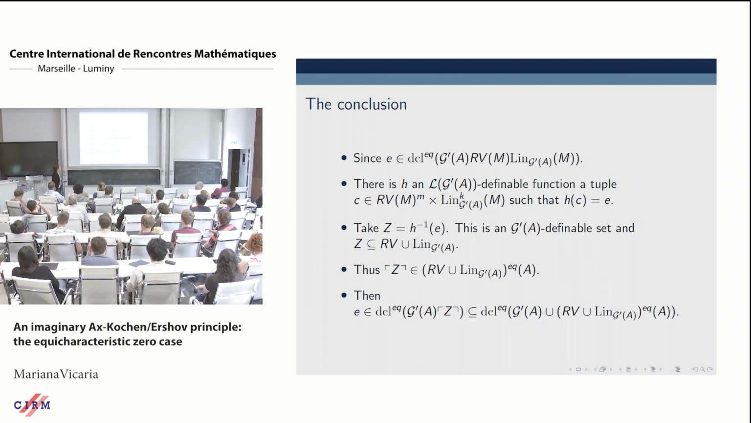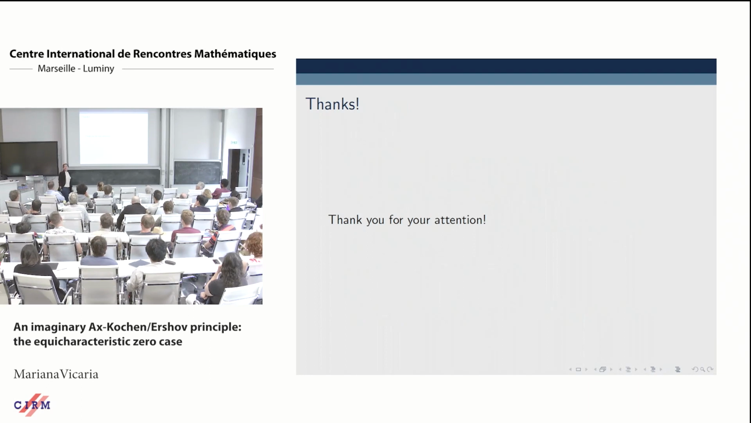And the code of C, right? Because whenever you have a point in C, you can compute this imaginary. So this is in particular an element that lies in the trace of A of the EQ expansion of RV and lin G prime A, and this G prime A is just the trace of A over the geometric sorts and the EQ expansion of A. So thank you very much for your attention.